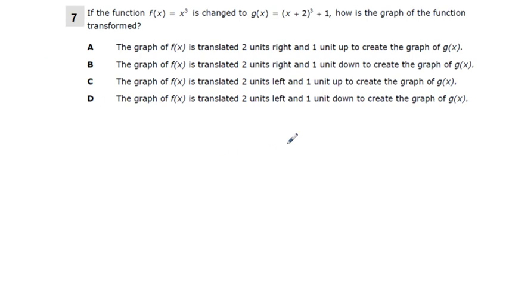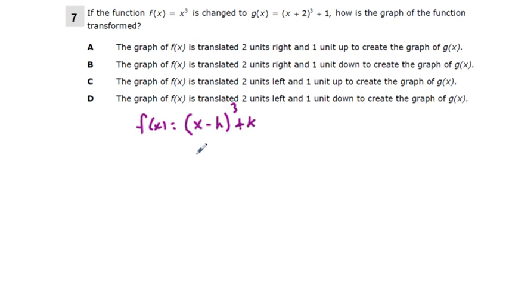Okay, 7. If the function f of x equals x cubed is changed to g of x equals quantity x plus 2 cubed plus 1, how does the graph of the function transform? Well, these functions here are going to be in the form x minus h, in this case we'll say cubed, plus k. I know we see this usually for a quadratic function, but if h is positive, that means we're going to have x minus a number, and the graph will move to the right.